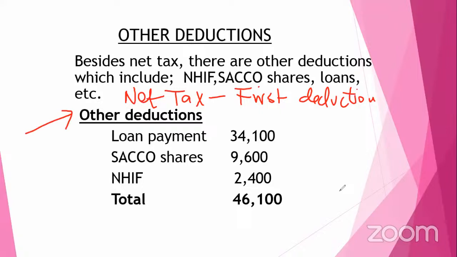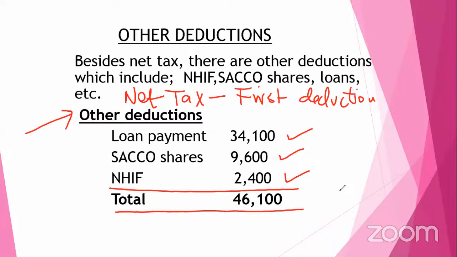And this guy has a deduction called loan. He's paying a loan of 34,100 every month. He's paying for SACCO. He's paying 9,600. He has shares that he pays every month. He has an NHIF that he's paying. So which means these other deductions add up to 46,100.